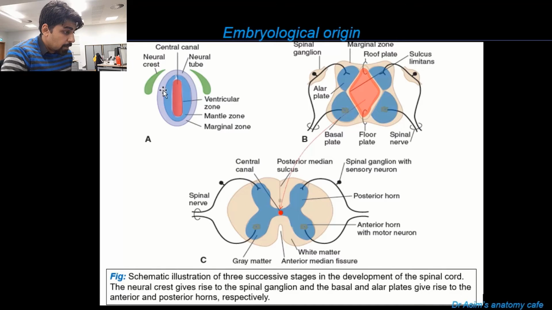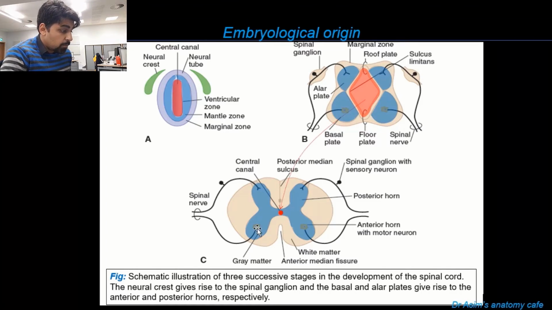Next, the cells in the mantle zone form two types of plates called the basal plate, situated ventrally, and the alar plate, situated dorsally. This is an illustration of the horizontal cut section of an adult stage spinal cord. The central butterfly-shaped area over here is the gray matter. The two ventral horns are formed from the basal plates, and these are motor in nature, while the two dorsal horns over here are formed from the alar plates at the back, and these are sensory in nature.